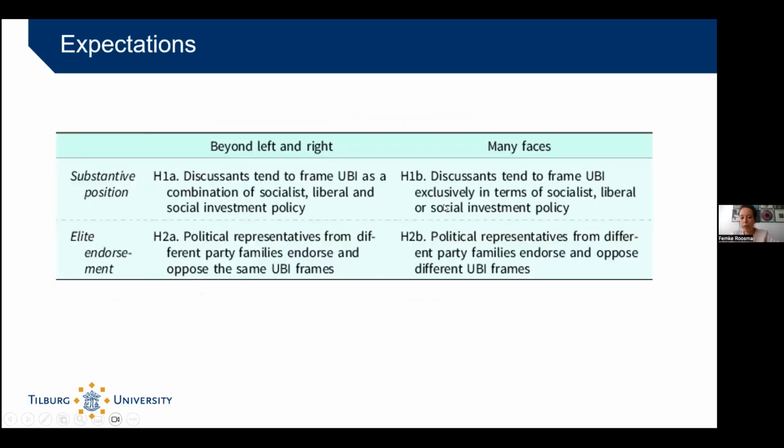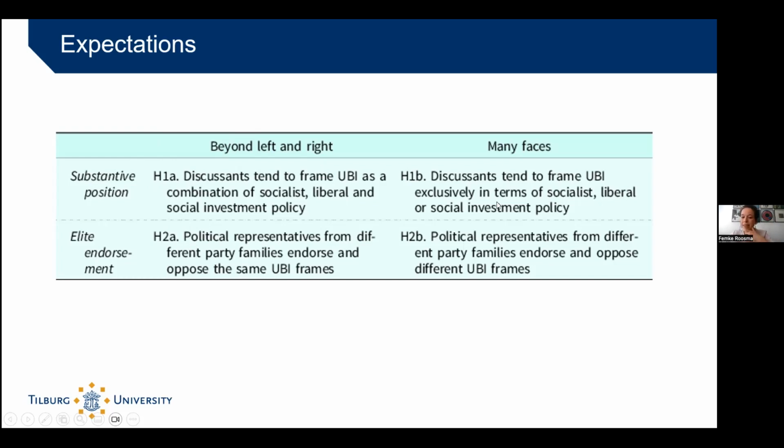And this is like summing up the expectations that we have. On the one hand, you could expect that in the debate, there's a beyond left and right reasoning, which would lead to a substantive position in which discussants tend to frame UBI as a combination of socialist, liberal, and social investment policies. So UBI has it all. And the elite endorsement then would be that political representatives from different party families would endorse this policy. So it will be endorsed by the left and the right.